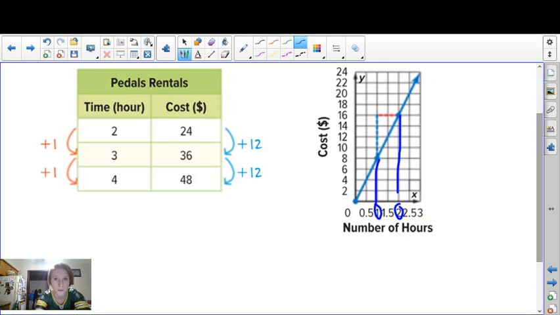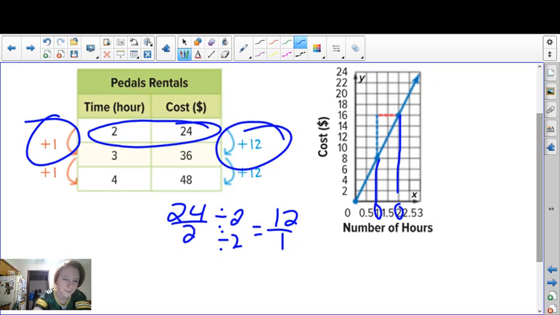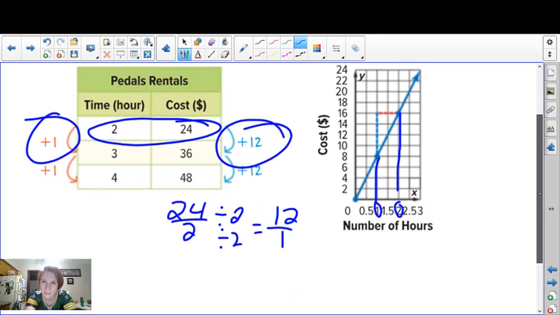Let's discuss Pedals. I want to talk about price per hour. I want to discuss this one, because I can physically see the difference. So 24 over 2, which I can divide both by 2 to simplify, gives me $12 per 1 hour. We can kind of see that increase here. That is visually shown to me. That's pretty easy to read. However, the second one, not so easy to read.